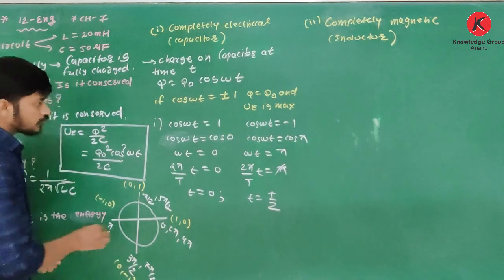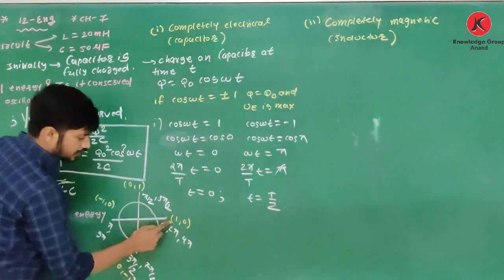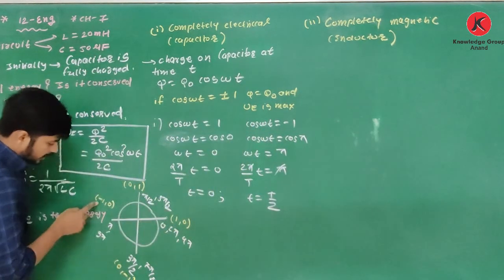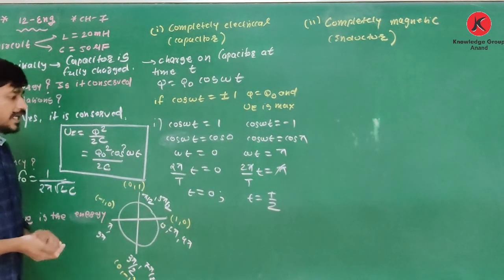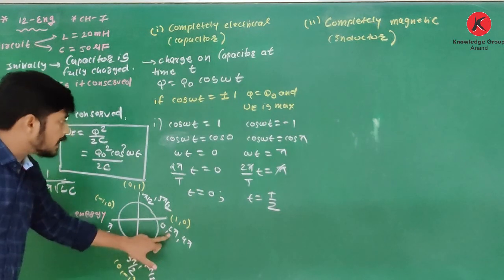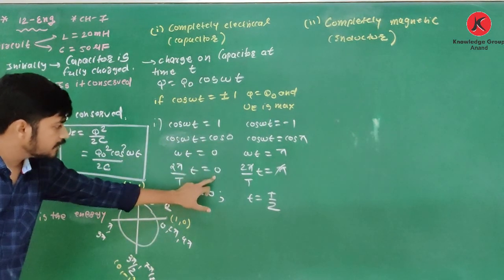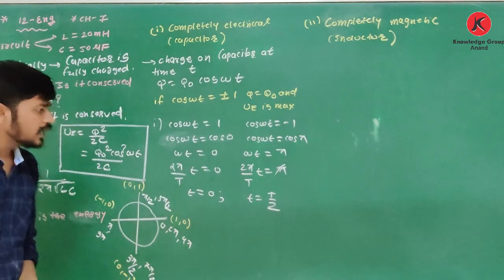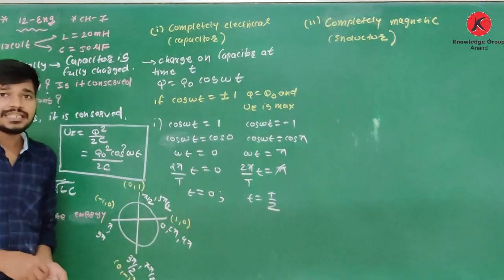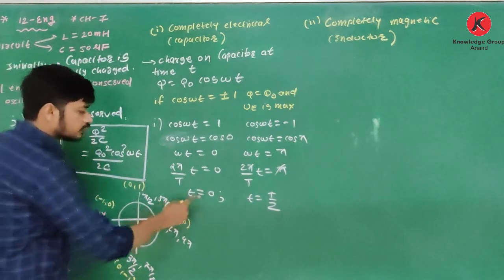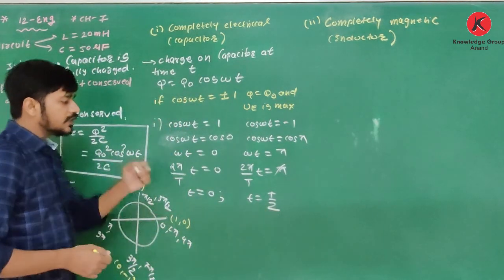So see, cos omega t is equal to 1 when angle is 0. Okay? Then cos omega t is equal to minus 1 when angle is pi. Now next value you have to consider is 2 pi. If you place 2 pi here, you will get the value of t. So what is the difference between these two time intervals? It is T by 2.